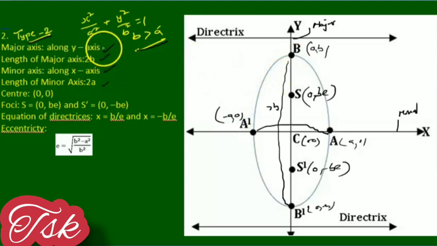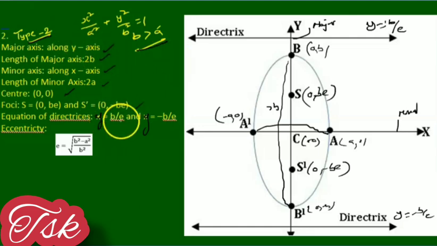Now we move on to the equation of directrices. The directrices are parallel to the x-axis. Therefore the equation of directrices becomes y is equal to plus or minus b by e. So y is equal to plus b by e and y is equal to minus b by e. Already we wrote x is equal to a by e.